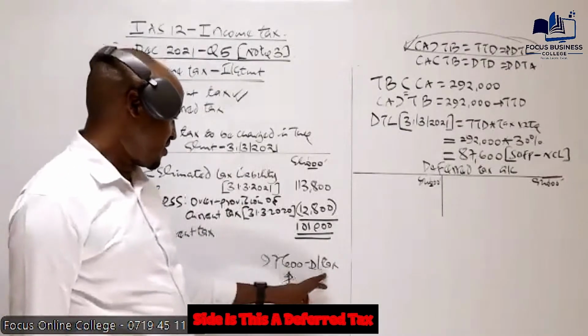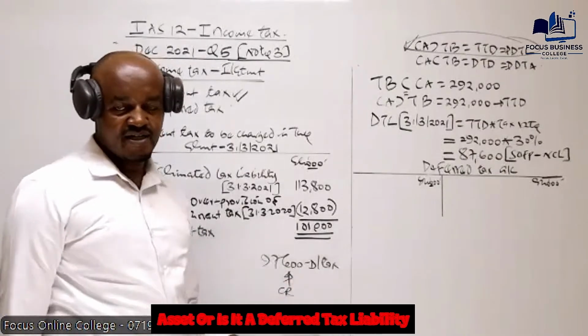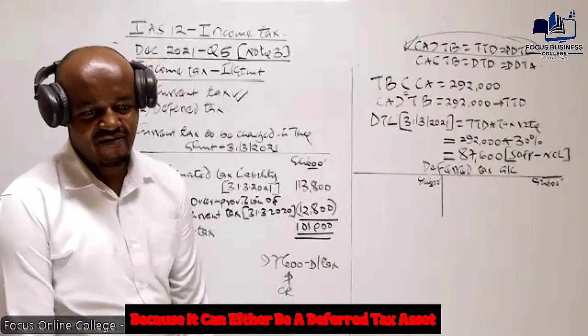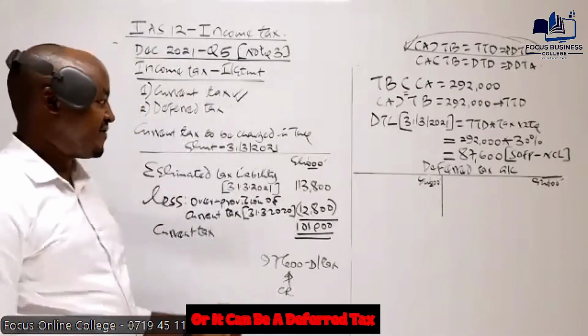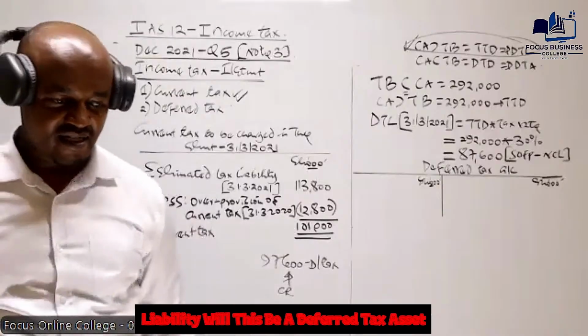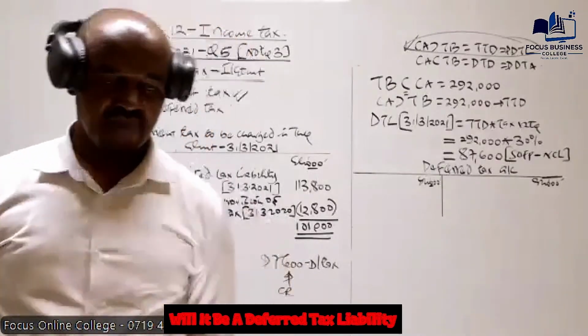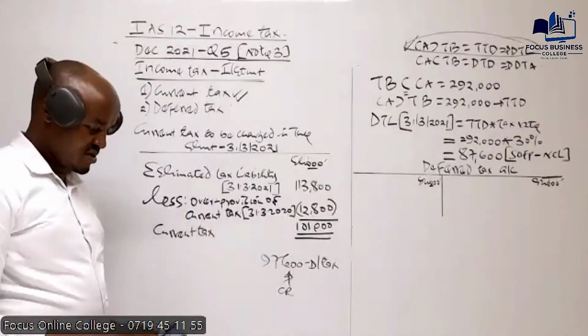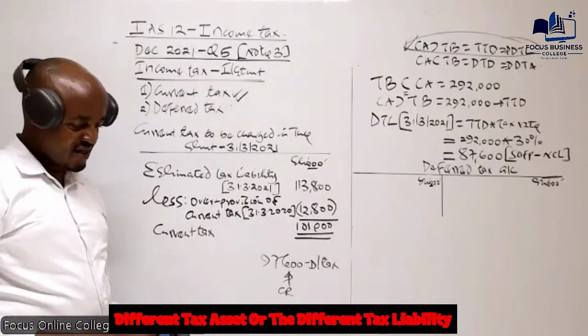So take into account it is on the credit side. Is this a deferred tax asset or a deferred tax liability? Because it can be either. Will this be a deferred tax asset, or will it be a deferred tax liability?